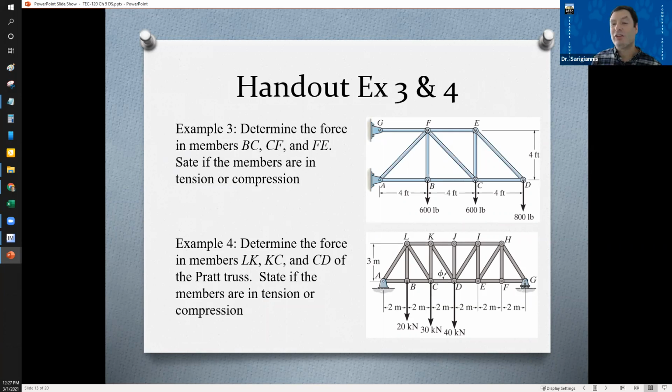All right, so this is the first one, number 3 here, example 3. This is the one that, again, is very similar to the one we just saw, except it's in US units. Determine the force in members BC, CF, and FE. And also mention if the members are in tension or compression. So we're going to cut this right through these 3 members of interest, and we'll see how we can get the information for that. And then this one's a little more complicated, so we'll get to that when we get to it.